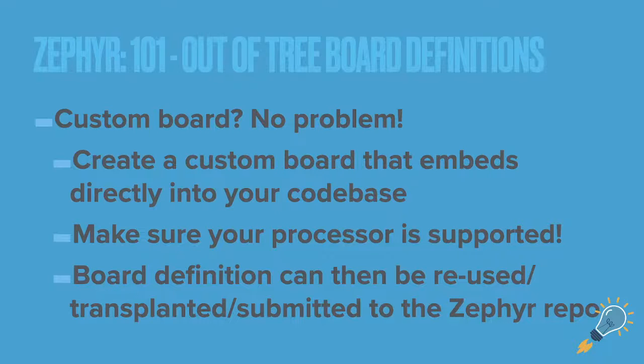I'll just show you what each of the files are that are necessary to create a simple board definition for an NRF52 board. NRF91s are a little bit more complicated, there's a couple more files involved, but once you get the basics, you can move to the next level. The biggest thing here is, when you're creating the board definition, make sure that your processor is actually supported in Zephyr. Kind of a big, important thing.